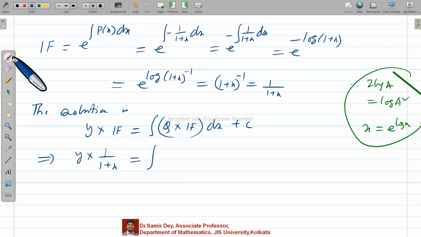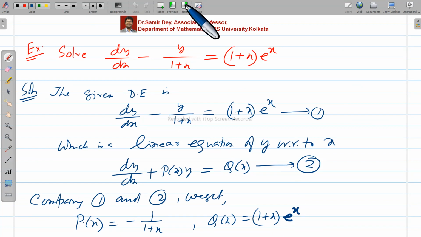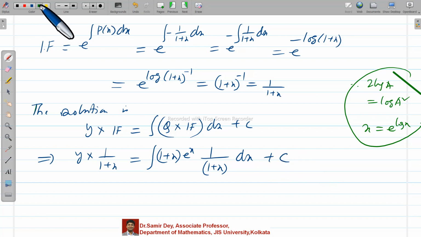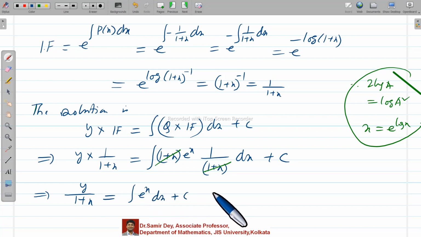What is your q? Anyone? So here q is equal to (1 plus x) into e to the power x. Please write down (1 plus x) into e to the power x. And what is the integrating factor? 1 by 1 plus x, into dx plus c. Now you can see this and that are cancelled. So ultimately it is coming y by 1 plus x is equal to integral of e to the power x dx plus c.